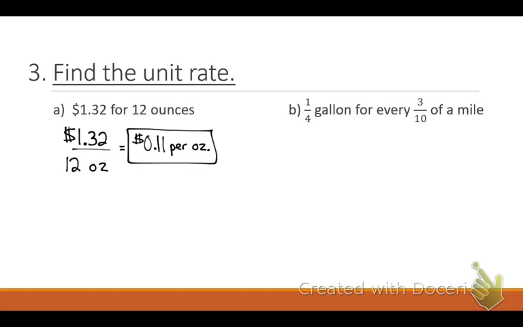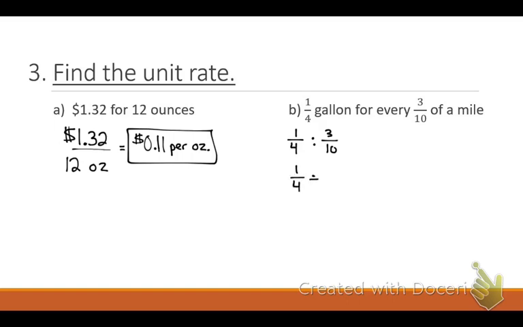All right, look at B. 1/4 gallon for every 3/10 of a mile. So this is great. This rate tells me how much for every 3/10 of a mile. But in order to find the unit rate, I must follow my process. 1/4 divided by 3/10. So there's my rate, but to find my unit rate, I must divide. Go ahead and finish that one and include your label, please.